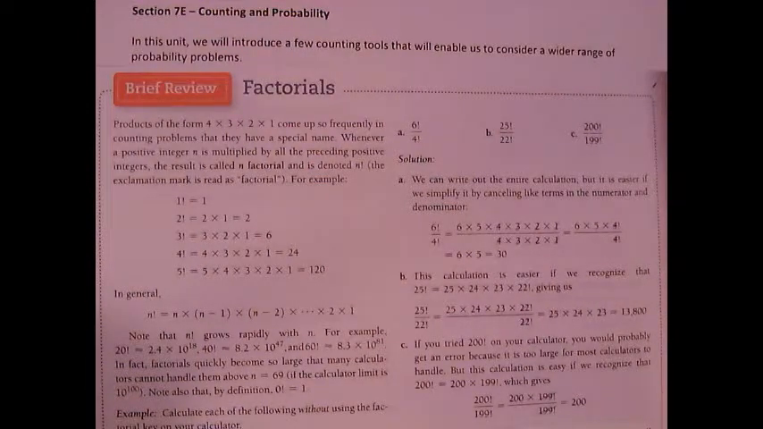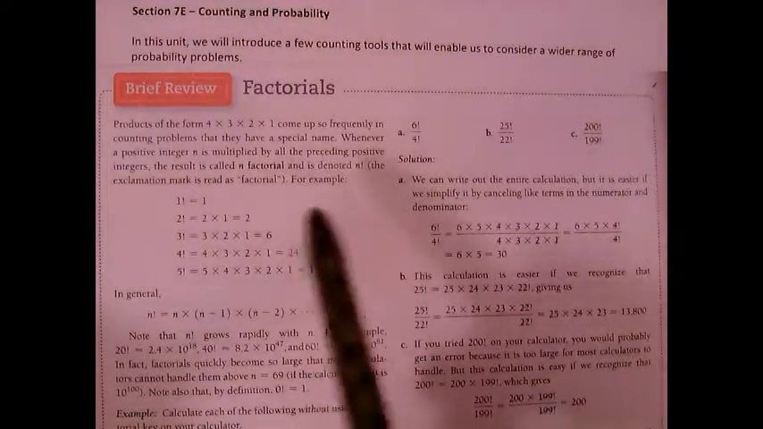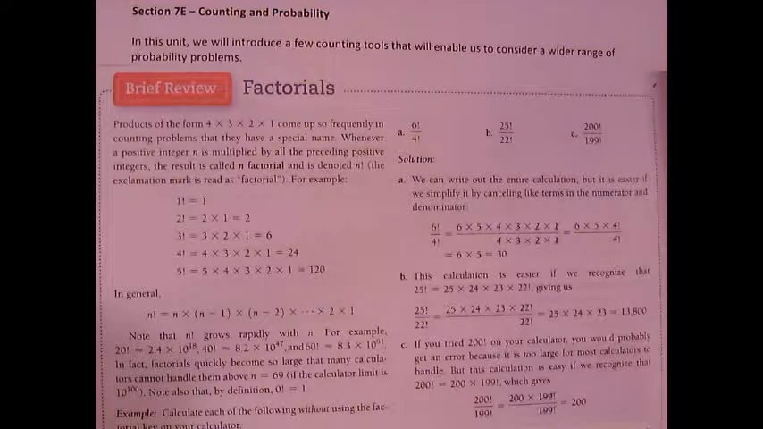factorials. Okay? Products of the form 4 times 3 times 2 times 1 come up so frequently in counting problems that they have a special name. Whenever a positive integer n is multiplied by all the preceding positive integers, the result is called n factorial and is denoted by an n with the exclamation mark. Now that exclamation mark is read as factorial.